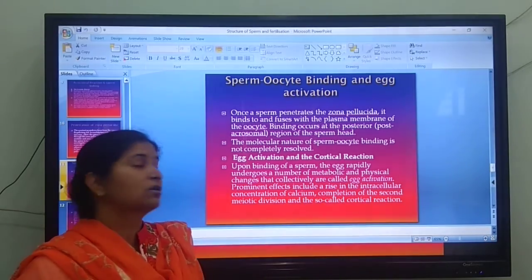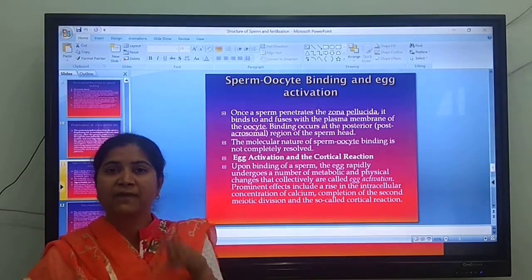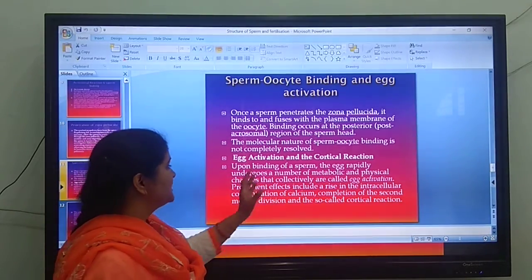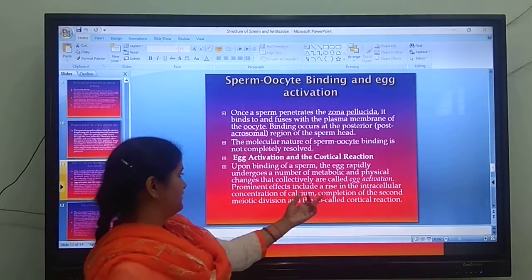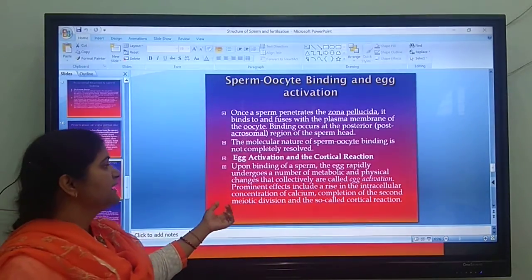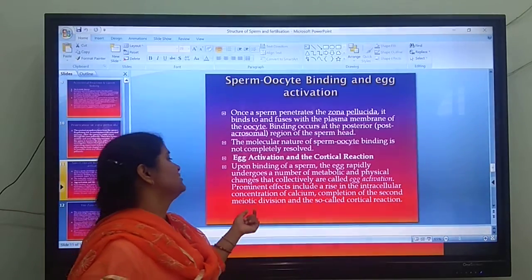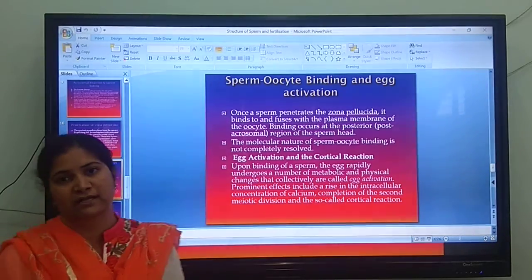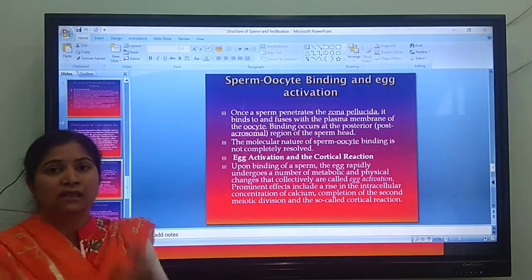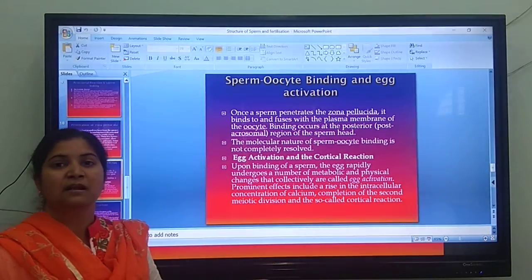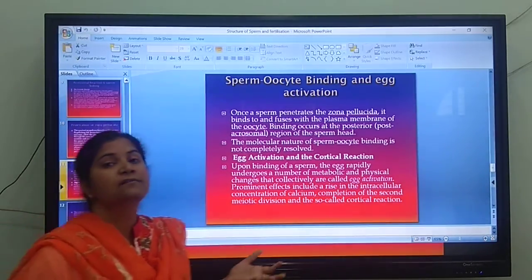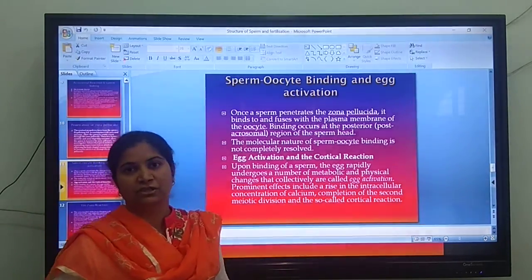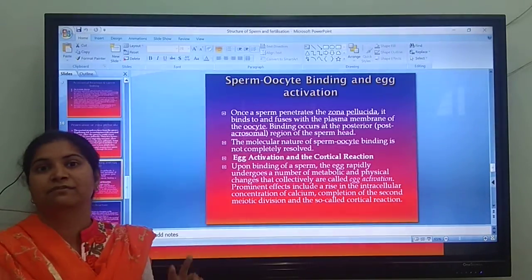Cortical granules will be released from the egg membrane to the outside, and a lot of metabolic and physical changes, called egg activation, will occur. These include a rise in the intracellular concentration of calcium and completion of the second meiotic division, the so-called cortical reaction. This means a large amount of calcium will come inside the egg. The egg cell becomes permeable to calcium ions, and therefore the cortical reaction and the second meiotic division take place.